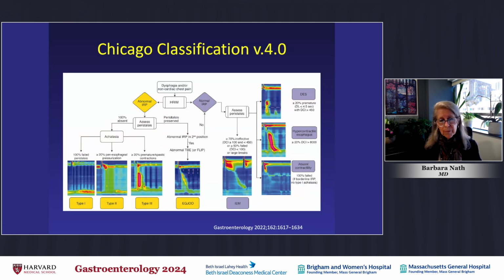The first branch point is whether or not the IRP is abnormal. If it is abnormal, and if there's absent peristalsis, it's achalasia. If peristalsis is preserved, it's EGJ outflow obstruction. If the IRP is normal, you then look to assess peristalsis. If the peristalsis is spastic, as in distal esophageal spasm or hypercontractile esophagus, that's the definition. And then if the peristalsis is weak, it's either IEM or absent contractility.